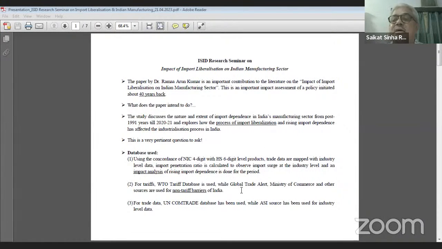The database, as Rama mentioned, uses the NIC 4-digit and HS 6-digit concordance, which is itself a very painstaking process, and then maps the trade data with the industry level data, calculating import penetration ratio to observe import surge at the industry level, and then goes for an impact analysis of rising import dependence for the entire period. In addition, Rama takes into account tariffs from the WTO tariff database, while Global Trade Alert, Ministry of Commerce, and other databases give her information on non-tariff barriers of India. For trade data, Rama uses the UN Comtrade database, while ASI has been used for the industry database.